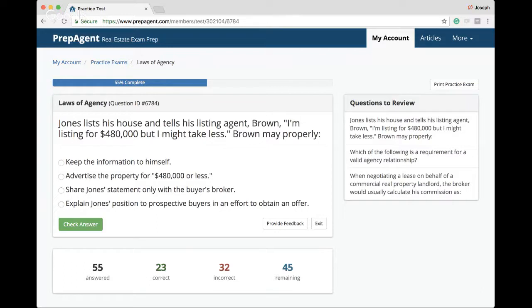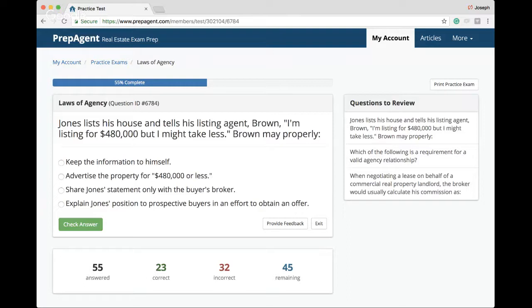Jones lists his house and tells the listing agent Brown, I'm listing it for $48,000, but I might take less. Brown may properly A, keep the information to himself, B, advertise the property for $40,000 or less, C, share Jones' statement only with the buyer's broker, or D, explain Jones' position to prospective buyers in an effort to obtain an offer.